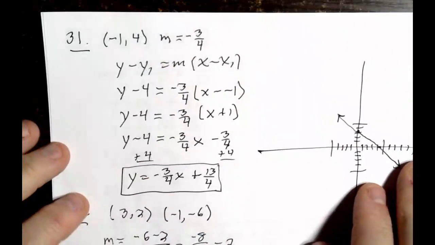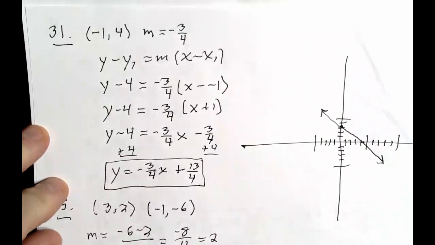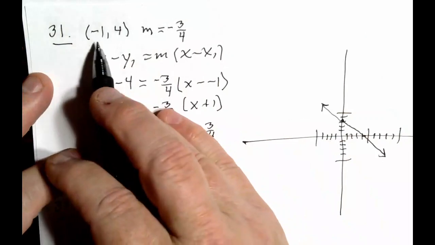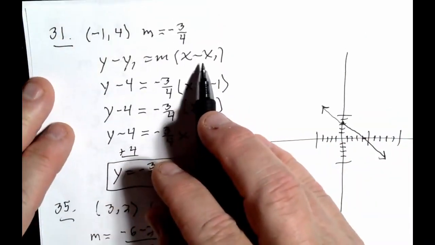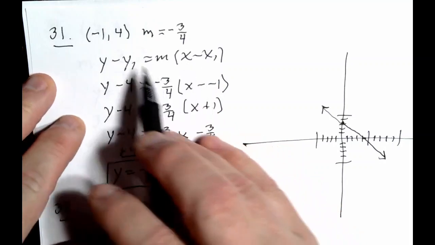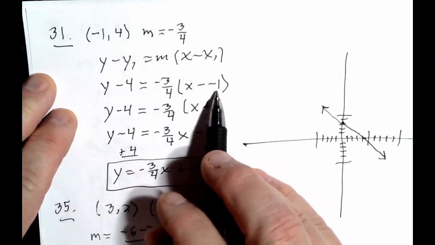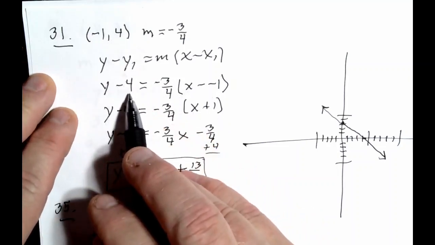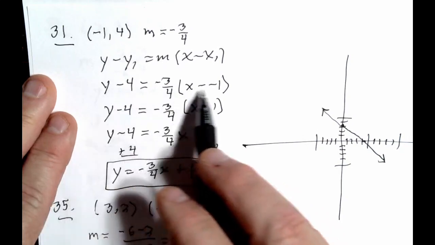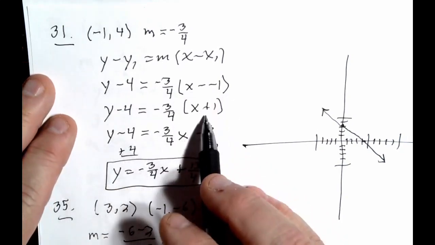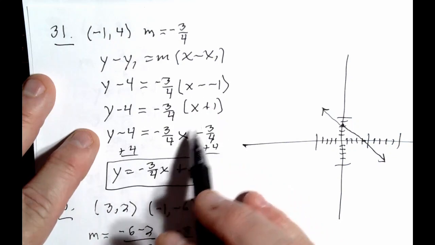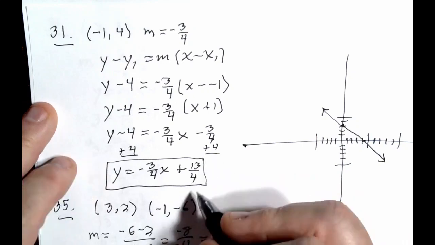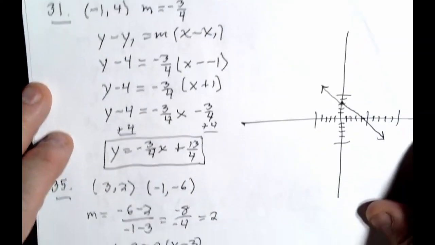Alright, so 31, it gives you 1 point and the slope, and it says find the equation of a line and graph it. I'd use point slope form. So plug this in for x1 and y1. x1 is -1, y1 is 4, m is -3/4. So now it's just a matter of algebra. These two minuses become plus. Distribute that -3/4, then add 4 to a -3/4, and you get positive 13/4.